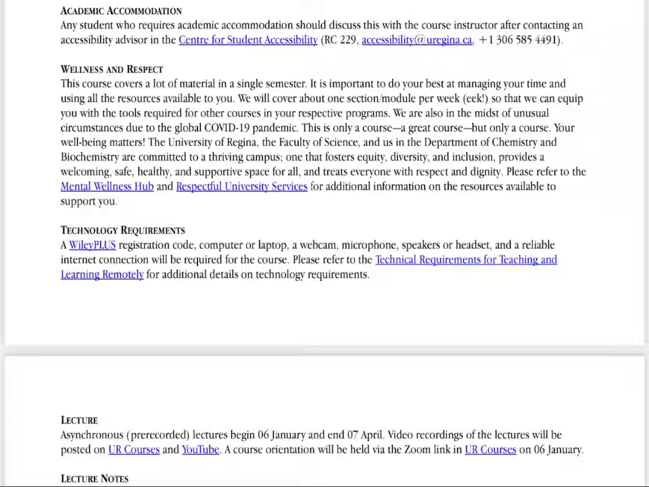Technology requirements. A Wiley Plus registration code, computer or laptop, a webcam, microphone, speakers or headset, and a reliable internet connection will be required for the course. Please refer to the technical requirements for teaching and learning remotely for additional details on technology requirements.